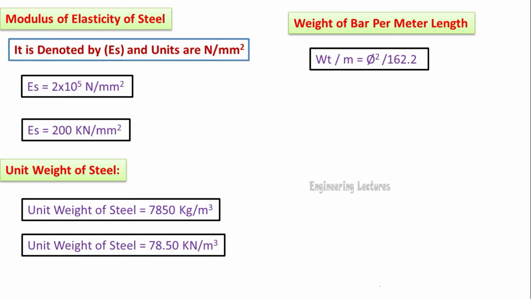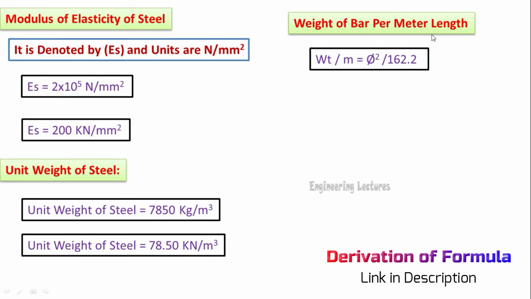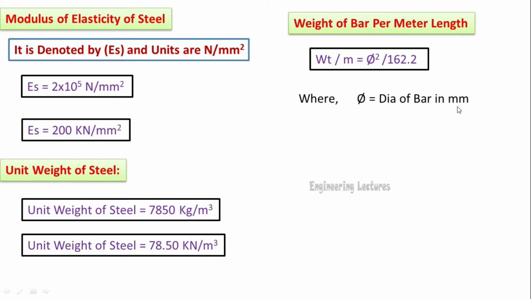So this is the formula to find out the weight of bar per meter length in kgs. Weight of bar per meter is equal to D square by 162.2. This is the formula used to find out the weight of bar in kgs, where D is the diameter of the bar in mm.